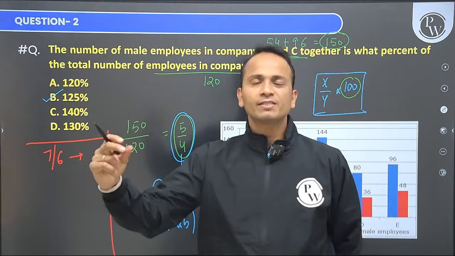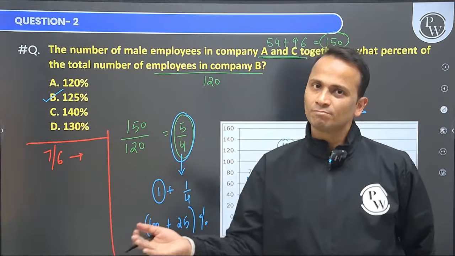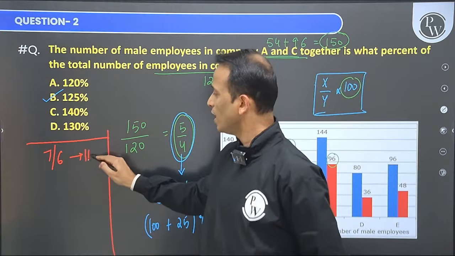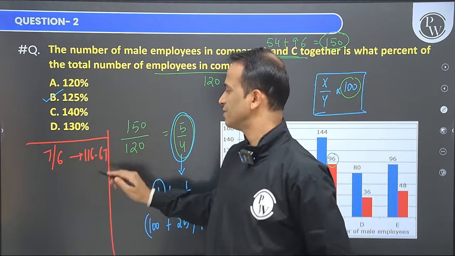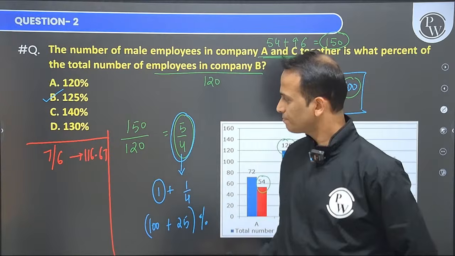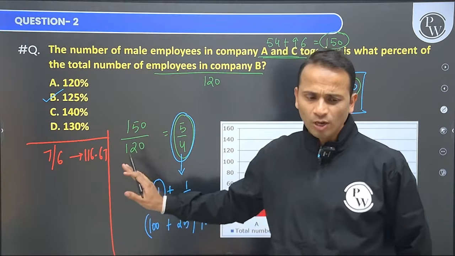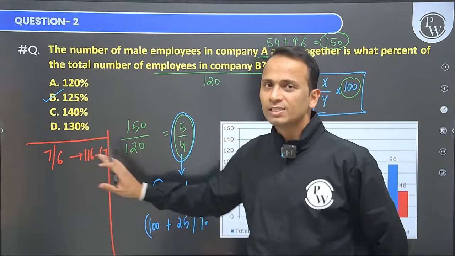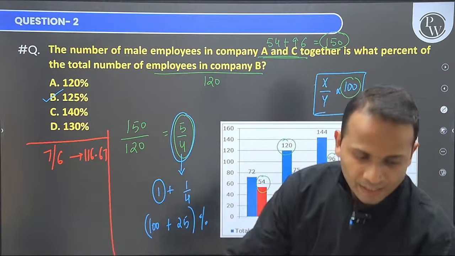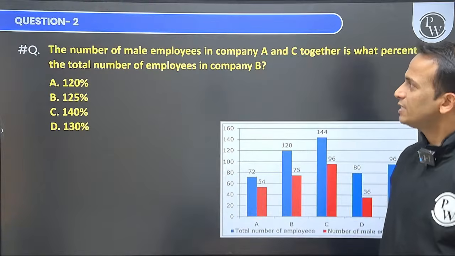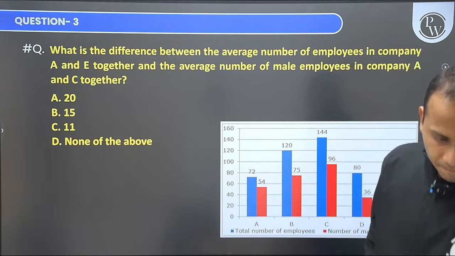Now 1 by 6 is 16.67 and 1 is 100. So 116.67. Lovely. Good. I hope you all have understood how things are happening here, right? Now let's move on and look at question number 3.